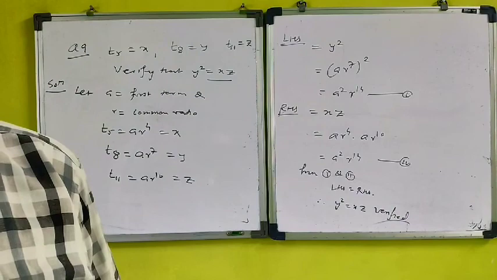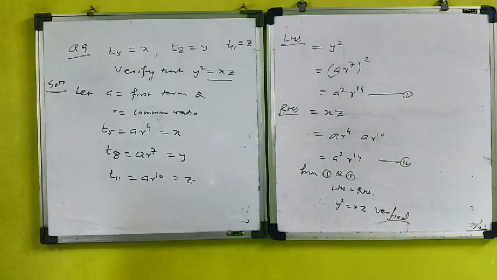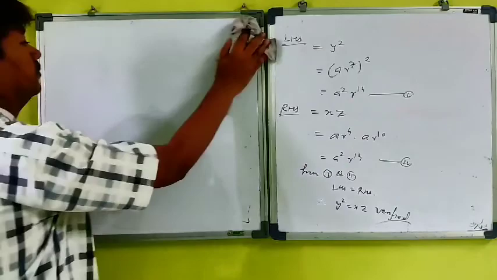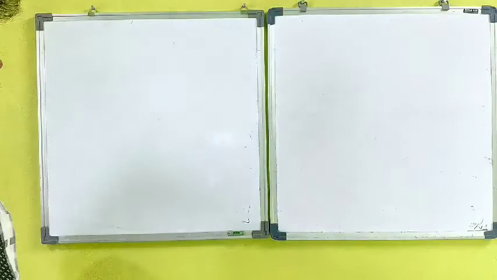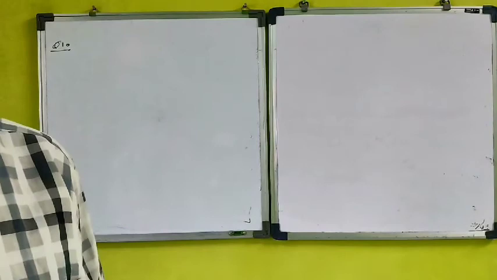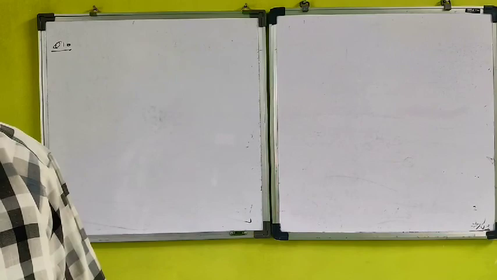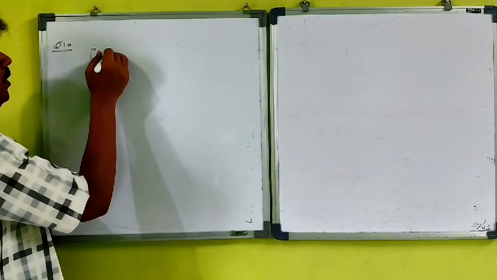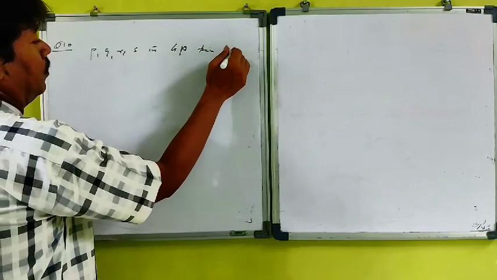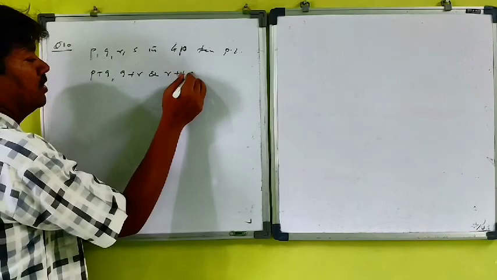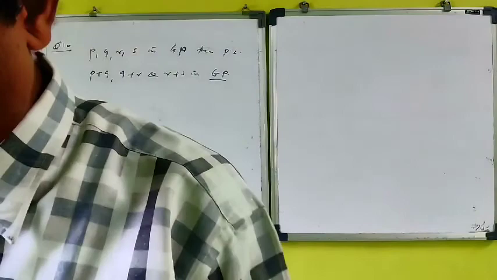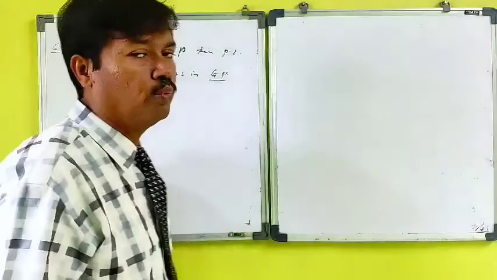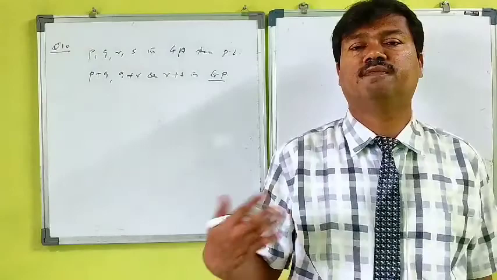Similarly, there is one more question, question number 10. In question number 10, it is given that P, Q, R are in GP. Then you have to prove that P plus Q, Q plus R, R plus S are also in GP. What exactly does it mean to prove it is in GP? GP means the ratio between consecutive terms is constant. That is the definition of a geometric progression.